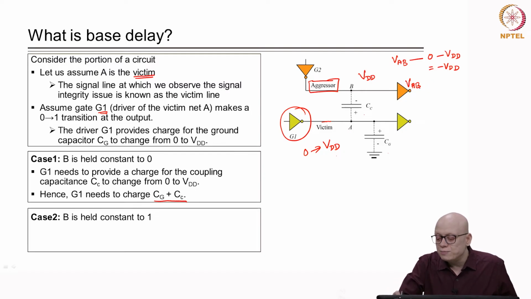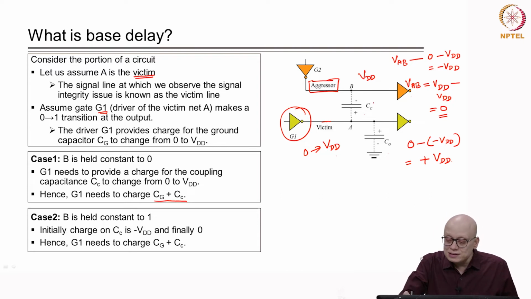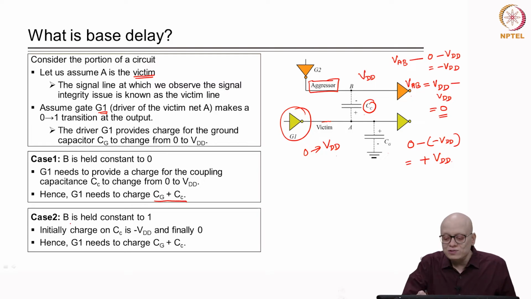In that case, the voltage across the capacitor is VA, which is VDD, minus VB, which is also VDD. So VAB is equal to 0. What is the change in voltage across the capacitor? The final value is 0 and the initial value is minus VDD. So 0 minus minus VDD comes out to be plus VDD. So the capacitor CC also needs to be charged by the voltage VDD. It means that if the line B is held constant at 1, then also G1 needs to provide charge to charge the capacitor CG and also the capacitor CC.